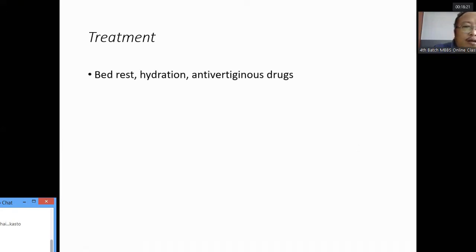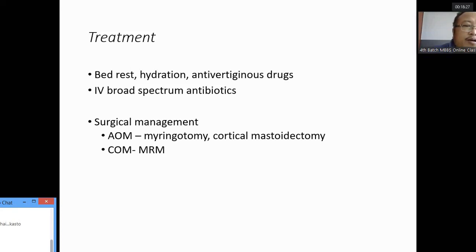Treatment. As I mentioned previously, in the acute stage the same treatment: bed rest, treat the vomiting, status, antibodies and drug insults. Labyrinthitis might be caused by bacteria, so IV broad spectrum antibiotics are the drug of choice. Surgical management in some cases: myringotomy, cortical mastoidectomy in chronic otitis media. If we think it is due to cholesteatoma or similar issues, surgery could be done.